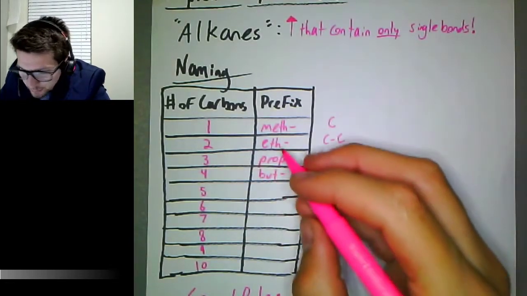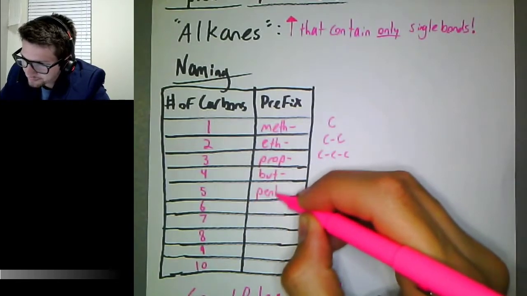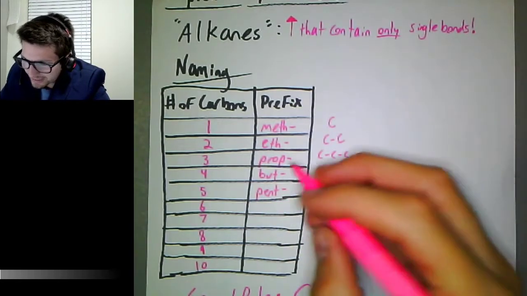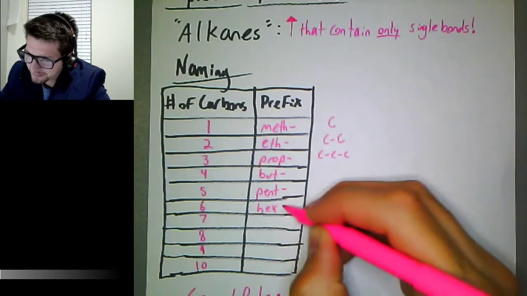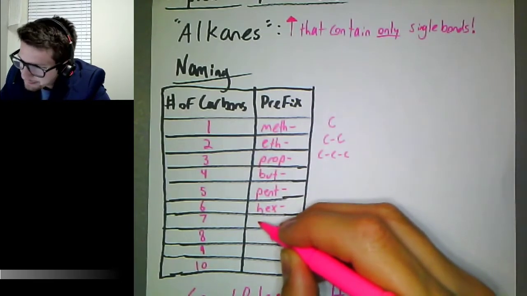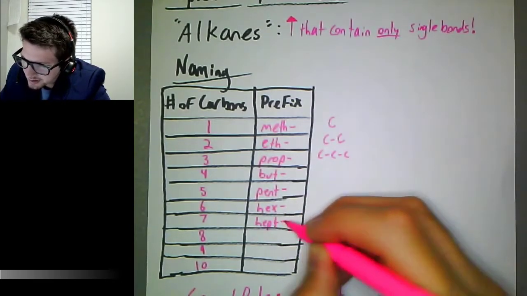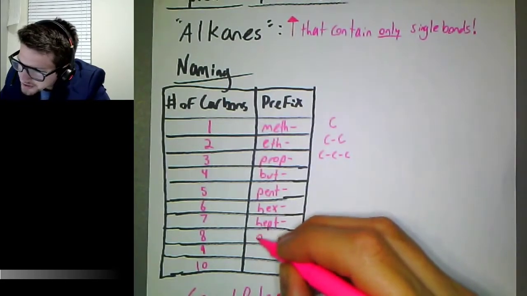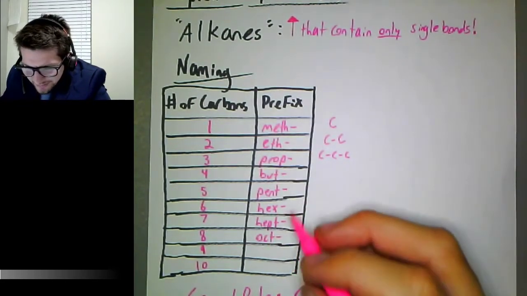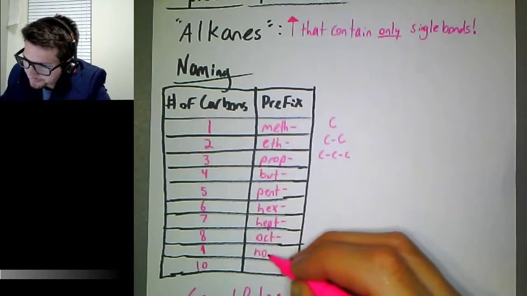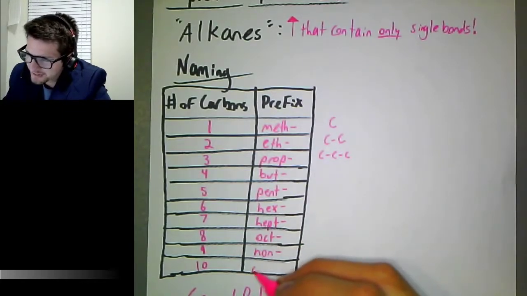If you have five, you will have pent. If you have six, you will have hex. If you have seven, you will have hept. If you have eight, you will have oct. If you have nine, you will have non. And if you have 10, you will have dec.